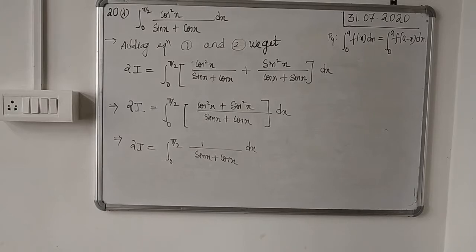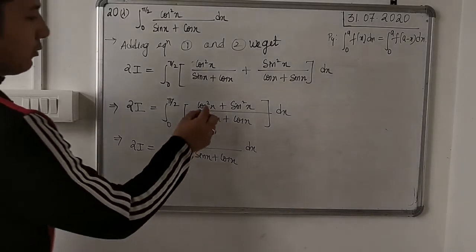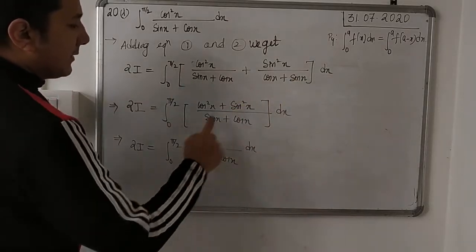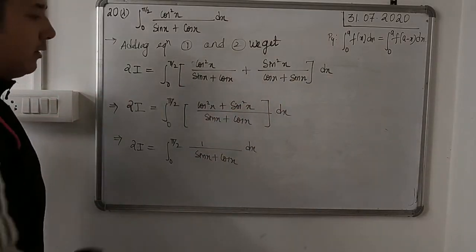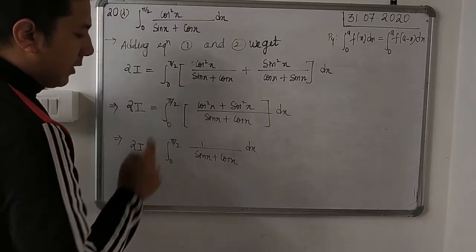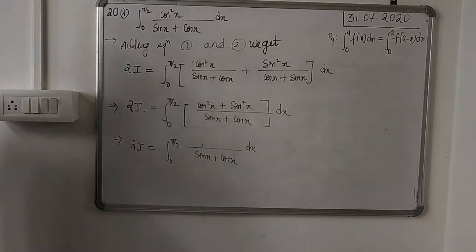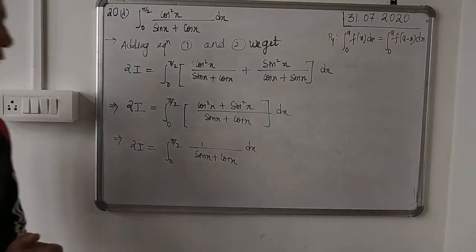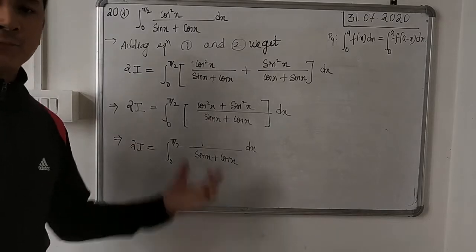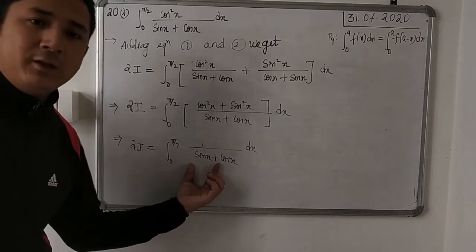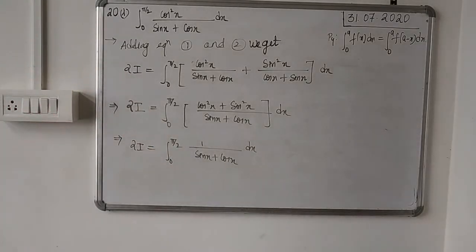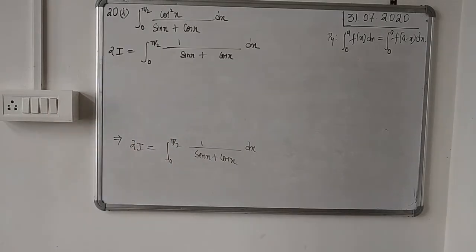Take common 0 to pi by 2 dx also. So in the numerator, I'll be getting cos square x plus sin square x divided by sin x plus cos x, which is the LCM. Now cos square x plus sin square x is 1 divided by sin x plus cos x. Now we need to simplify further. We need to do something in this denominator. We'll do it in the next step. So pause the video and note it down.